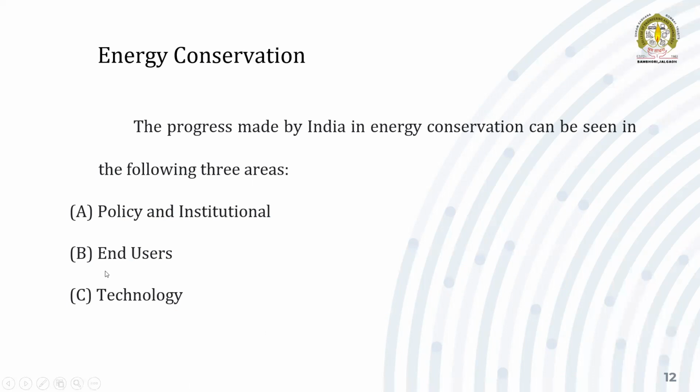And technology. So we should adopt technology which will reduce energy consumption. It is able to produce energy efficient machineries, like it may be a pump, it may be a motor, it may be a fan, a lighting system, it may be a compressor, and all these things.